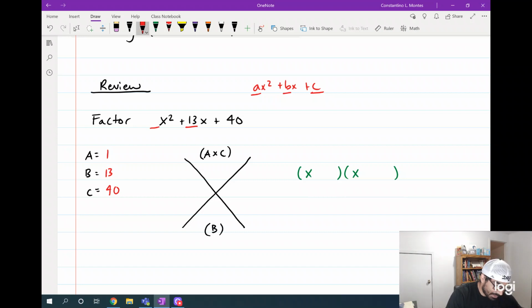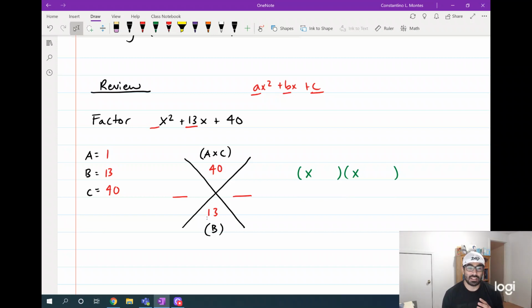So let's think about this. A times C, that's 1 times 40, which is 40. And B is 13. So I'll put those two numbers there. So here's what I'm thinking. What two numbers here and here multiply to give me 40, but add up to give me 13? Now you might have to do a little bit of work. For example, 10 times 4 is 40, but when I add 10 and 4, I don't get 13. I actually get 14.